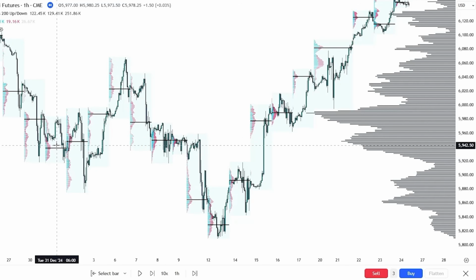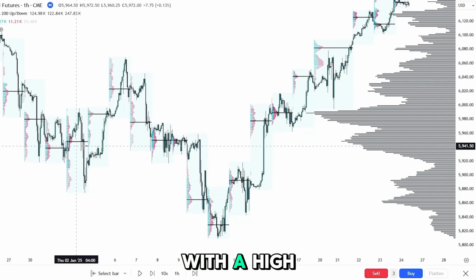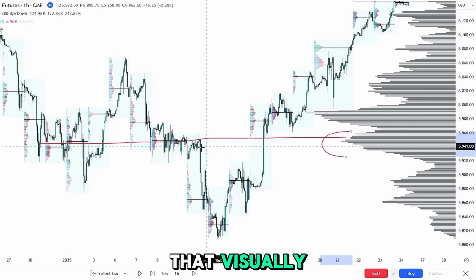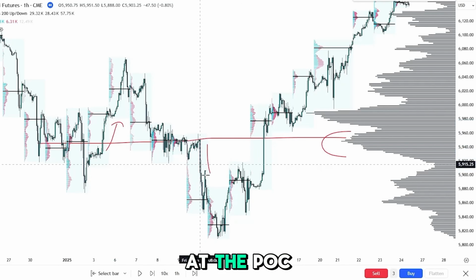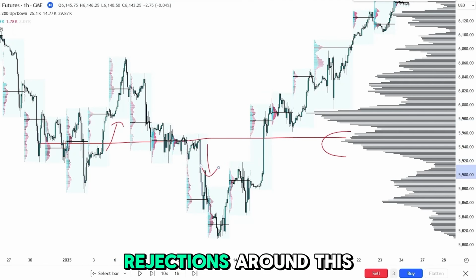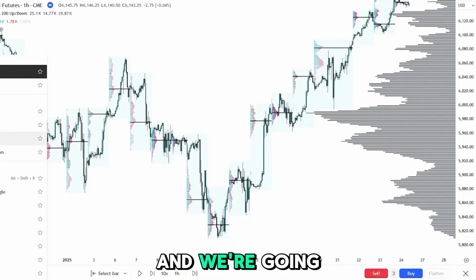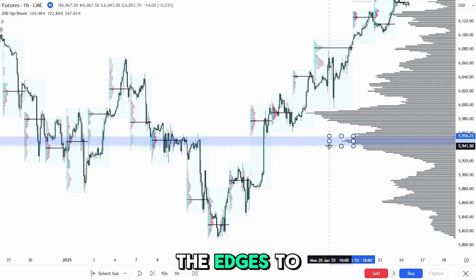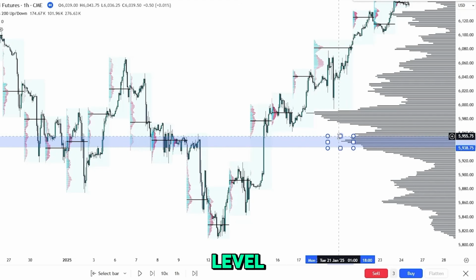Here we have 1, 2, 3, 4 POCs that are very closely aligned, so that fits step 1. Then we need to verify if this aligns with a high volume node. And here we see that it does. We also see that visually we've got tons of strong rejections here on both sides. You see this sharp drop right at the POC here, and other strong rejections around this area. So this is certainly a strong supply and demand level. And we're going to draw it by trying to center it around the highest volume point. And we want the edges to be a point where the volume falls off sharply. And that's our supply and demand level.